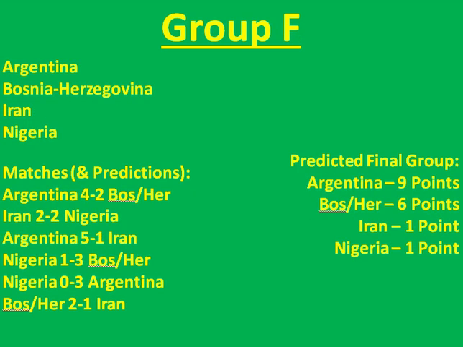Group F is an interesting one again. Argentina, pretty much everybody expects them to dominate this group. They have Bosnia-Herzegovina, Iran, and Nigeria. And I abbreviated to BOSHER because I didn't have enough space on the screen to write Bosnia-Herzegovina. But my predictions are Argentina 4-2 Bosnia-Herzegovina. Obviously, players like Di Maria, Messi. I'm going to stop there. There's too many.